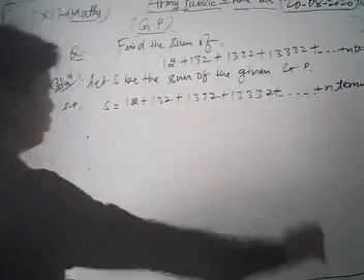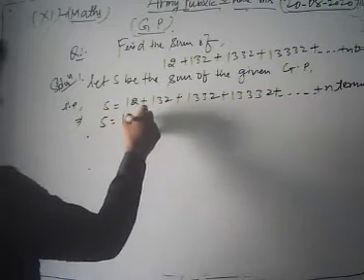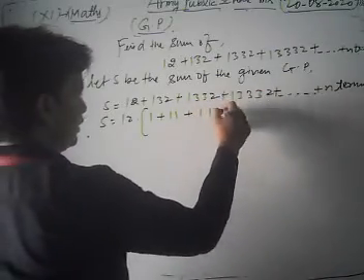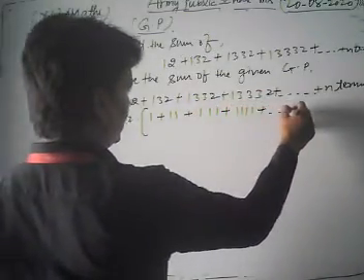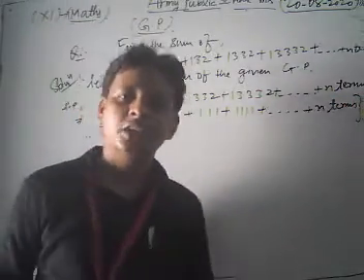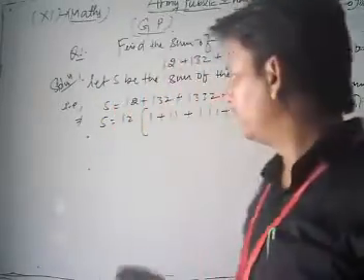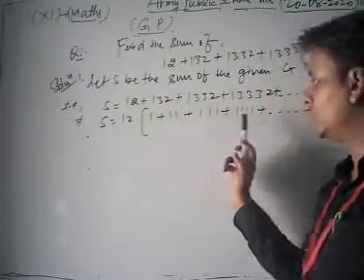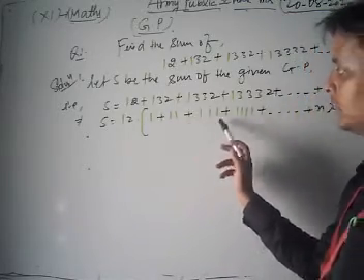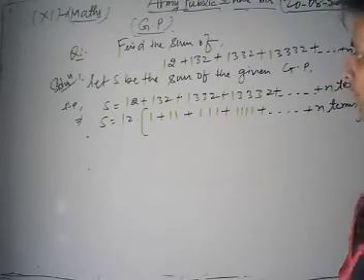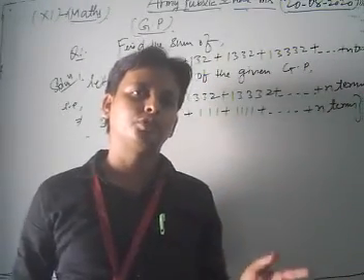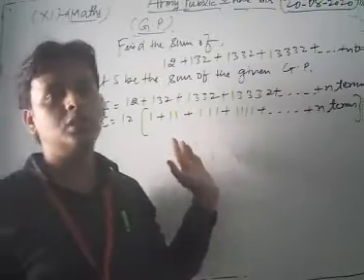Now look what we do. We take 12 as common, so we get 1 plus 11 plus 111 plus 1111 and so on up to n terms. First of all, dear student, we form the given series in this way. We already discussed this. In this type of question we must multiply both the numerator and denominator by 9.